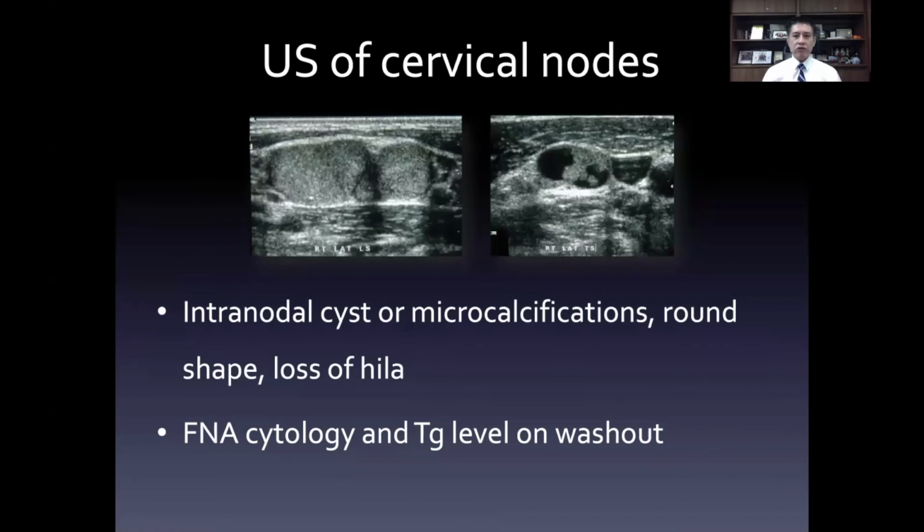Ultrasound of the cervical nodes that show enlarged nodes with or without intranodal cyst or microcalcifications, round shape, or loss of hilum should be biopsied. And in addition, thyroglobulin levels can be determined on the cytology washings.